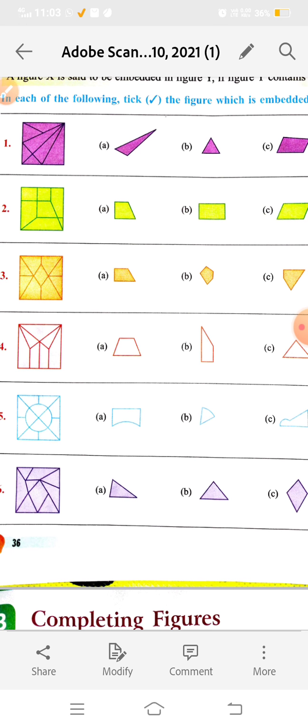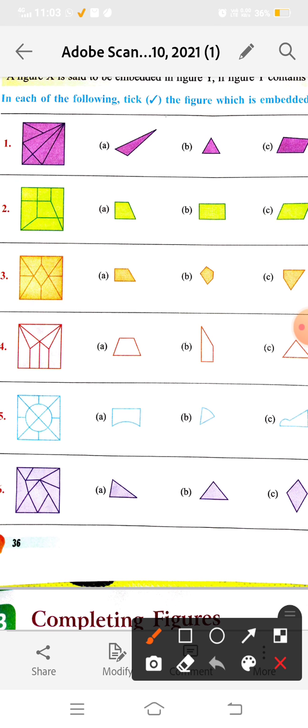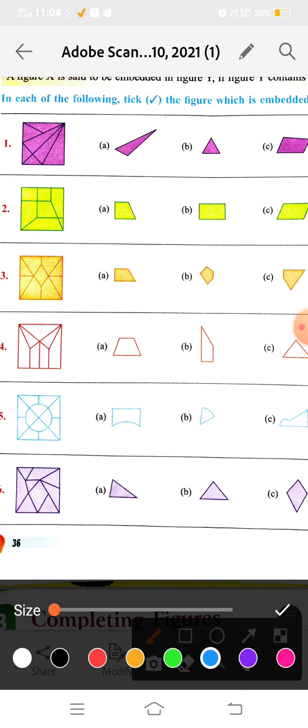Now we have option number C. Let's see option number C. Yes, it is similar to this part. So option number C is our right answer. It is similar to this portion. Okay, so option number C is our right answer.